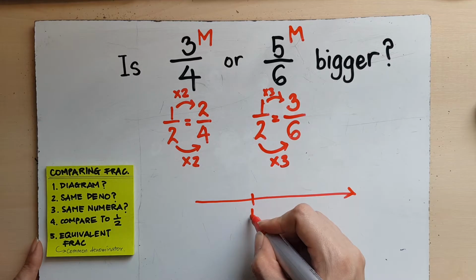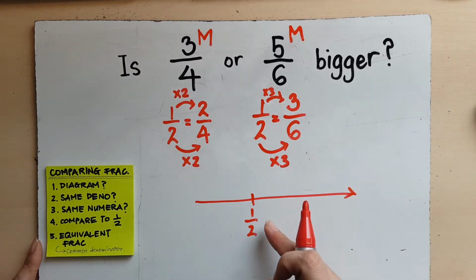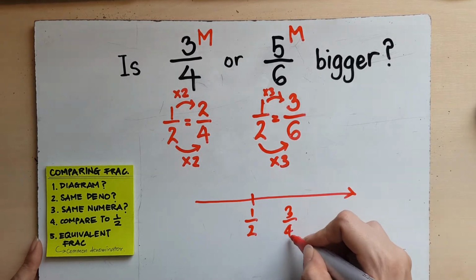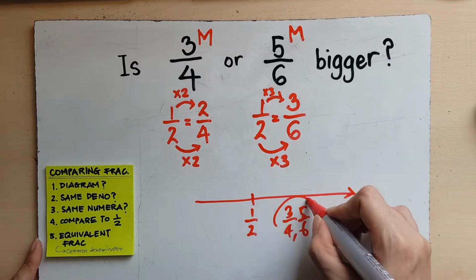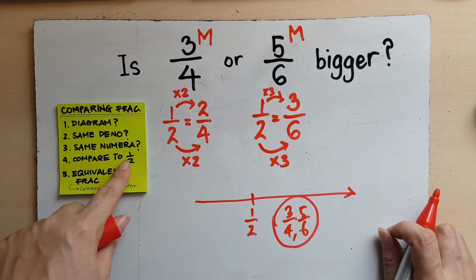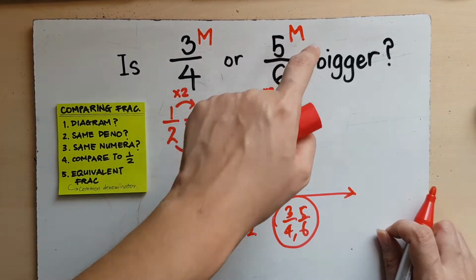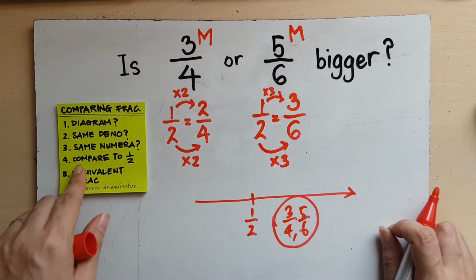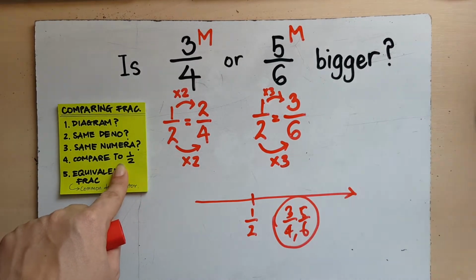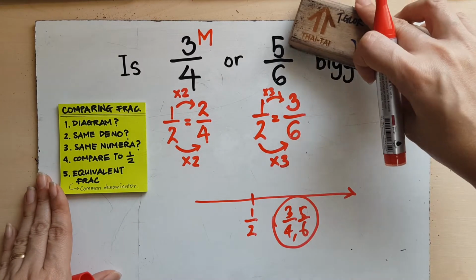Now when we have two fractions that are bigger than half, on our number line they're both going to be on the right side of the number line. So 3/4 and 5/6, and I have no idea which one is bigger. So in effect, this method fails. If both are more than half or if both are less than half, that means I cannot use comparing to half to decide which fraction is bigger. So let me go on.